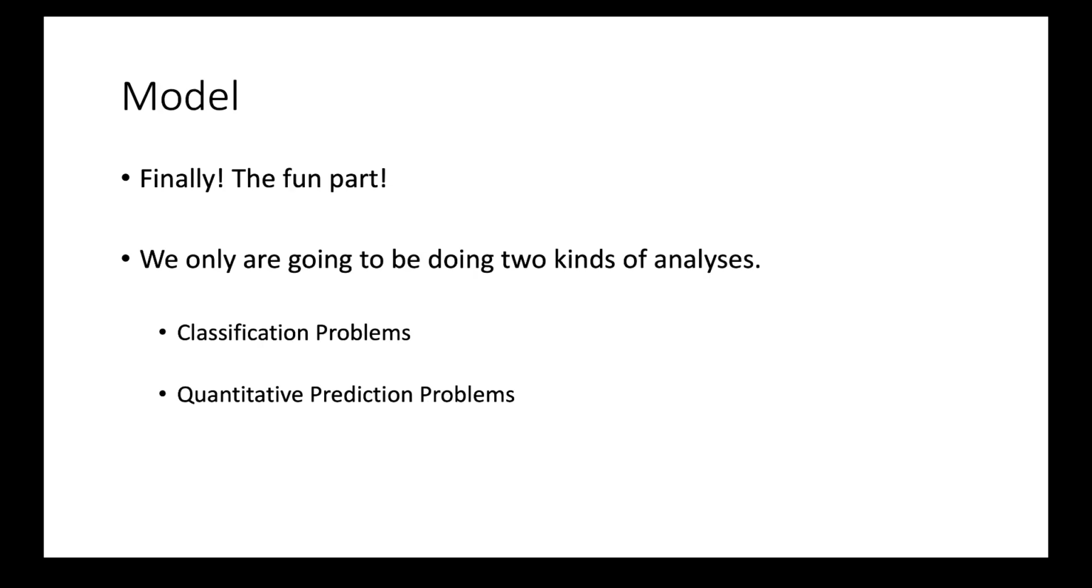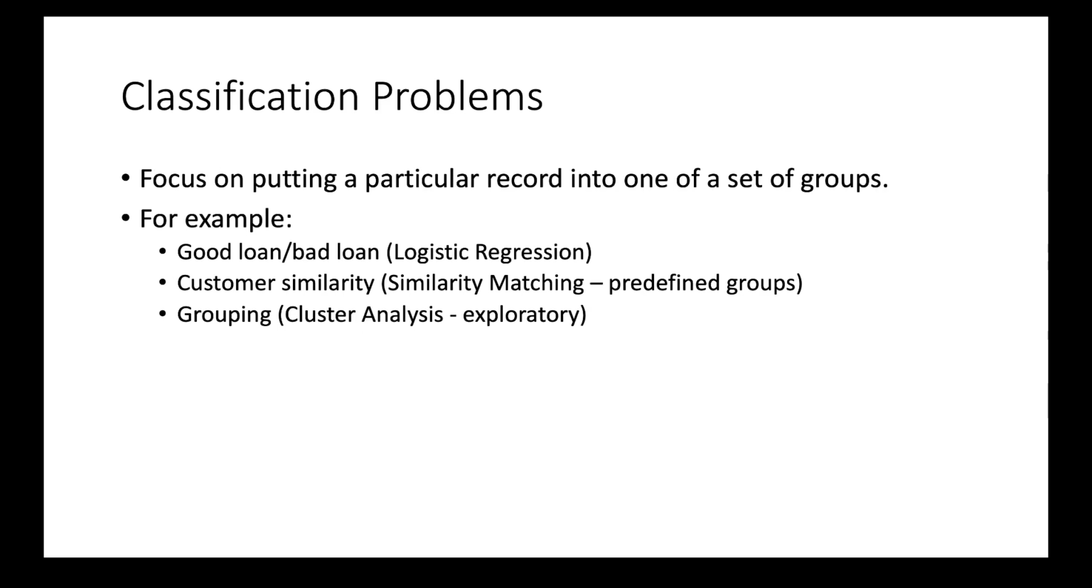Finally, we get to the fun part, the modeling. And there's really only two kinds of analyses that you're going to do. You're going to do classification problems, and you're going to do quantitative prediction problems, regression kinds of problems. Now, the difference between those is that a classification problem focuses on taking a particular record, maybe a particular customer record, a particular reading of an experiment kind of record, and you'll want to put it into one of a set of groups. Now, that could be like, is this application going to end up with a good loan or a bad loan? And for that, you're probably going to use some flavor of logistic regression.